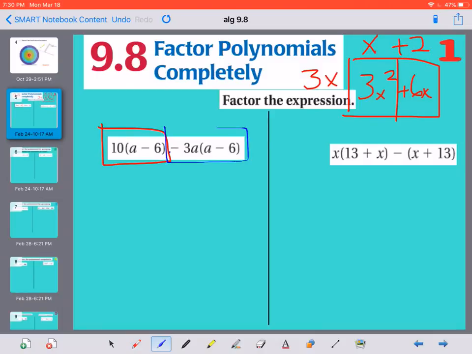What I see in both of these groups that's common is the thing that's in the parentheses. Now that is a minus 6. So once I take those out, what I'm left with then is just 10 minus 3a. Basically all we're doing today is taking out what's in common.